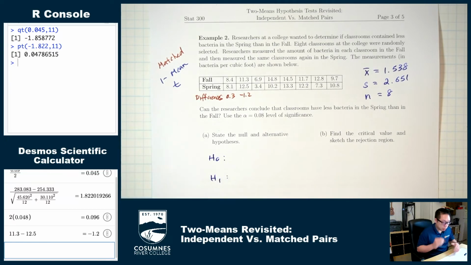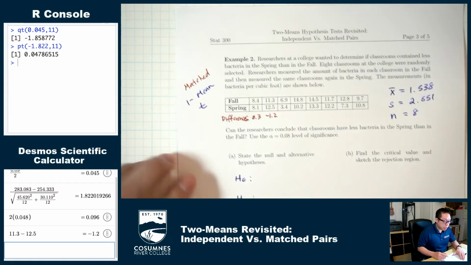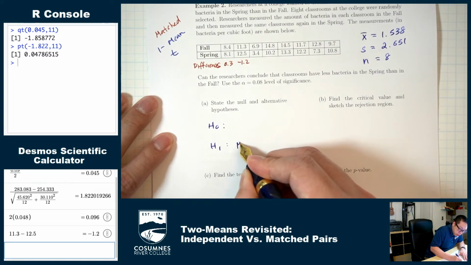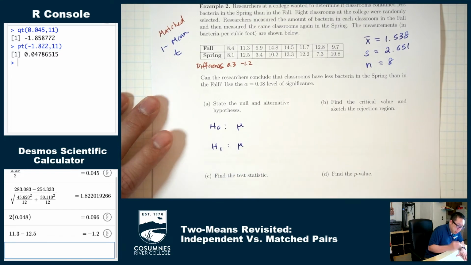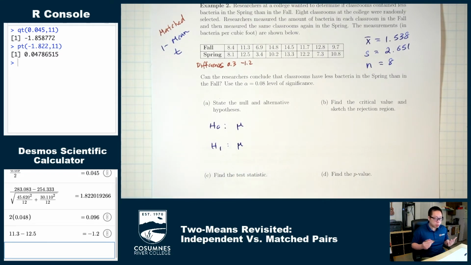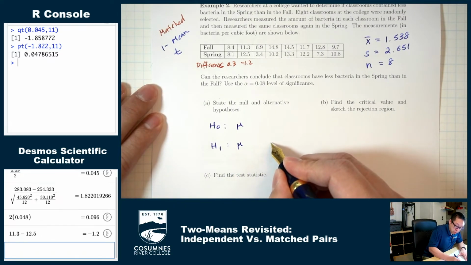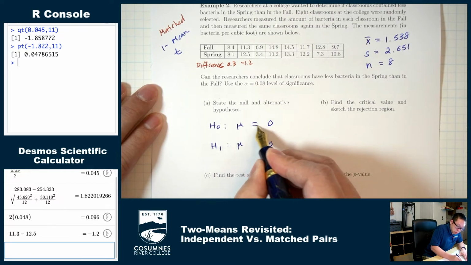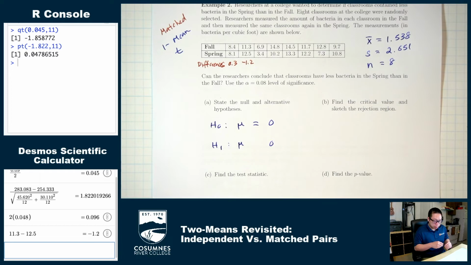We're talking about means here, so we should be using the mean symbol. And because we're talking about one mean, it should just be a single mean symbol. And for the match situation, we're always comparing it against 0. Okay, H0 is always easy. It's always equals. Okay, H1 is a tricky one.